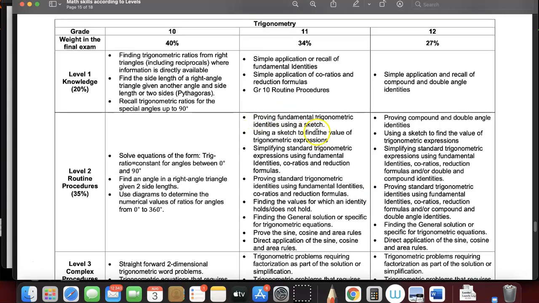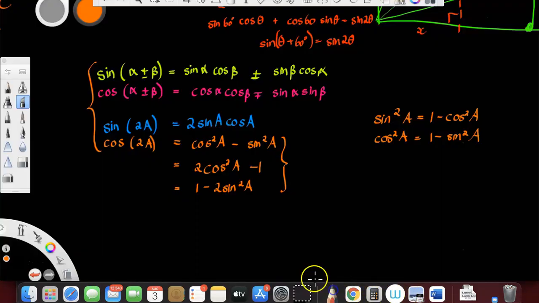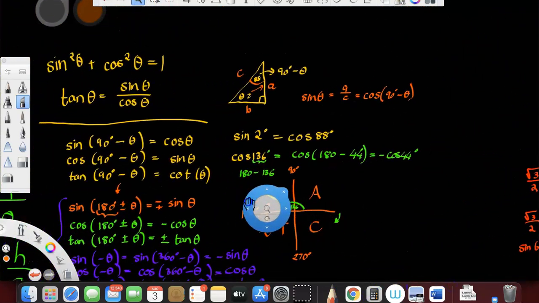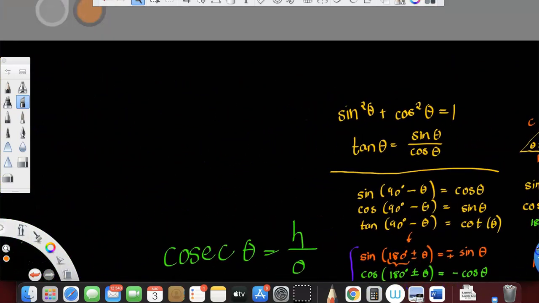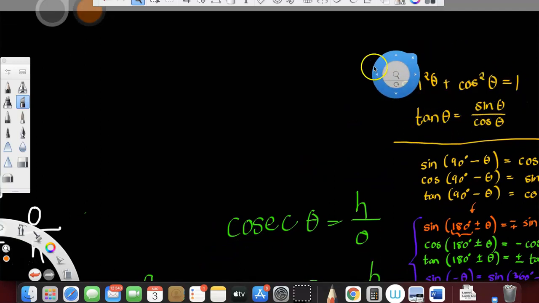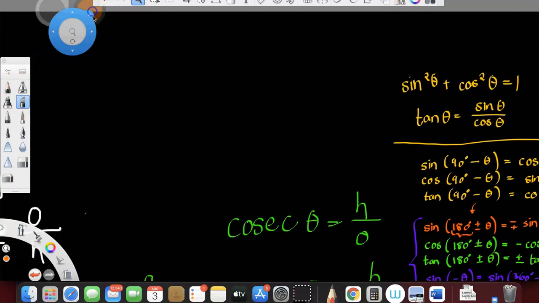First, can you prove the fundamental trigonometric identities? So if I go back there, remember for grade 11, you should know the fundamental identities off by heart. The question now is, can you prove it? Why is it true that sine squared theta plus cos squared theta is equal to 1? Okay, let me show them quickly.